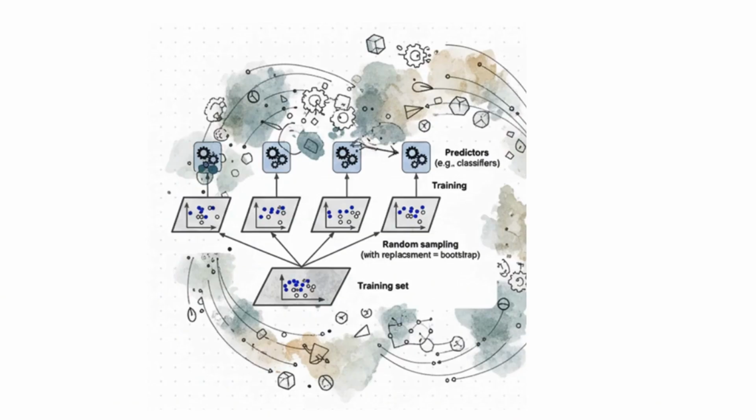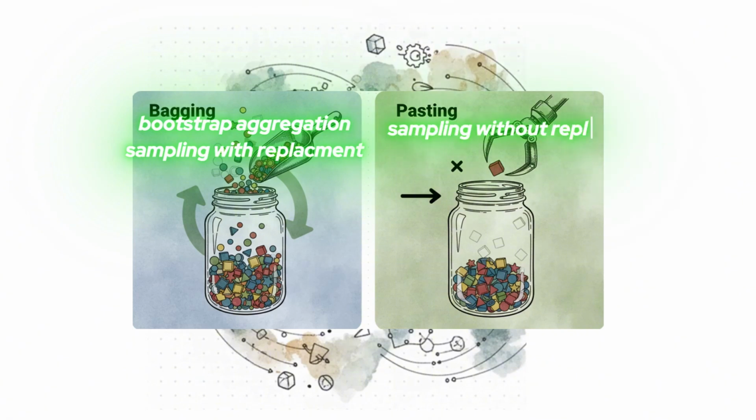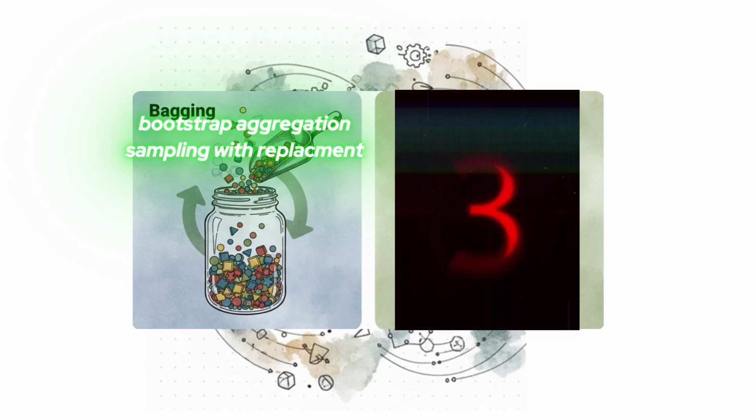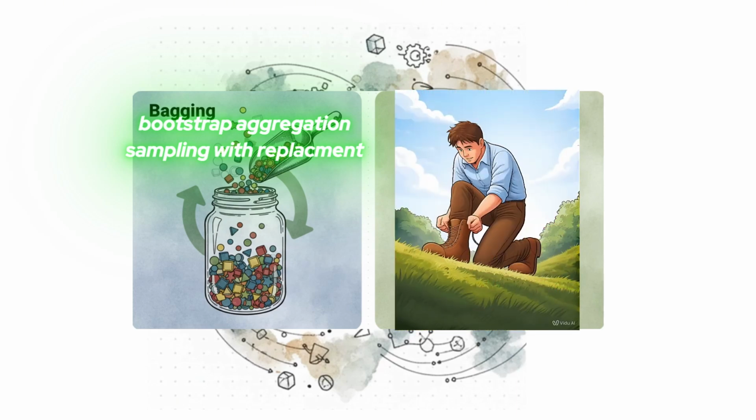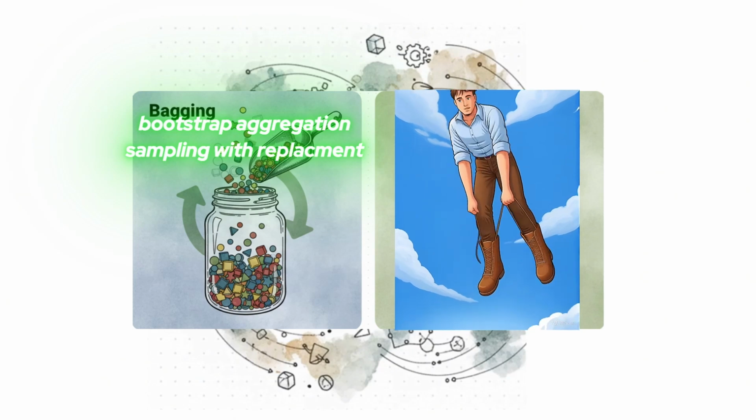Let's dive in. When sampling is performed with replacement, this method is called bagging, short for bootstrap aggregating. When sampling is performed without replacement, it is called pasting. In machine learning, bootstrap refers to sampling the data with replacement. The term actually comes from the phrase pulling yourself up by your bootstraps, meaning building something from limited resources. And that's exactly what we do here.